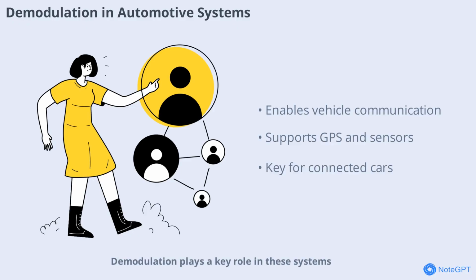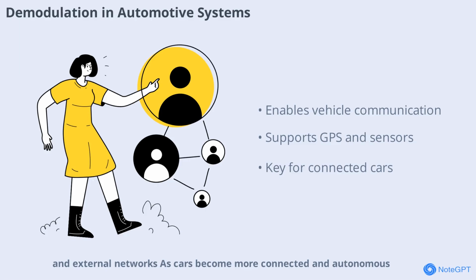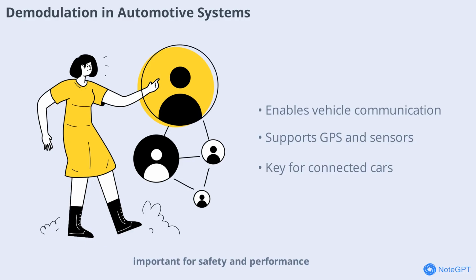Demodulation plays a key role in these systems, enabling reliable data transfer between sensors, controllers, and external networks. As cars become more connected and autonomous, advanced demodulation techniques are increasingly important for safety and performance.